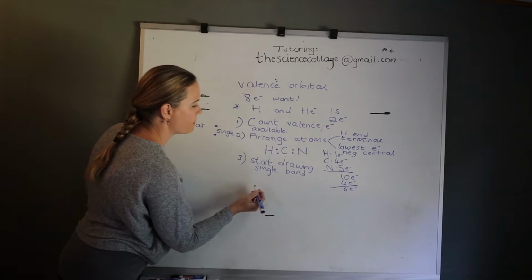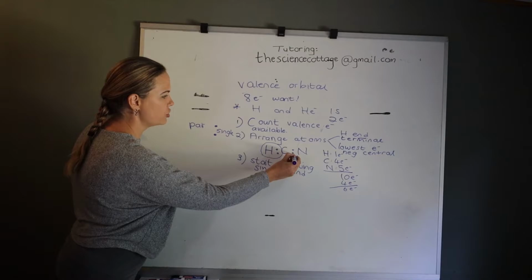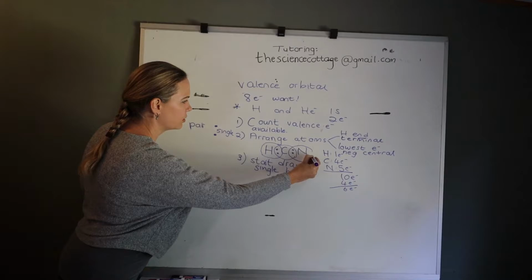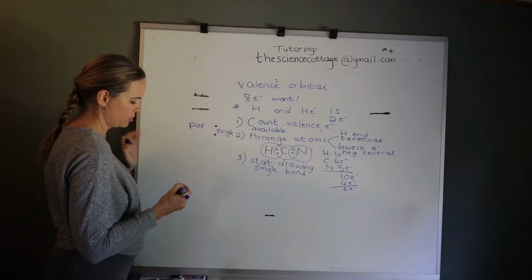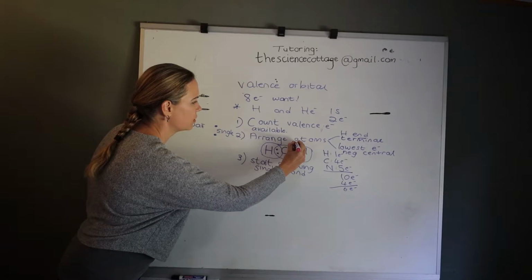I'm just going to draw the orbitals. You don't have to do this. This is just to illustrate the concept. See, the orbitals overlap and electrons are shared. So over here, this is where electrons are shared. And over there.